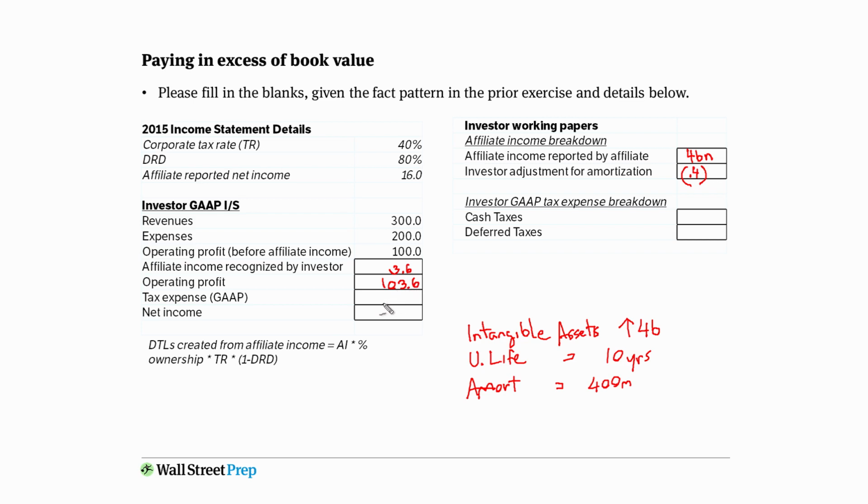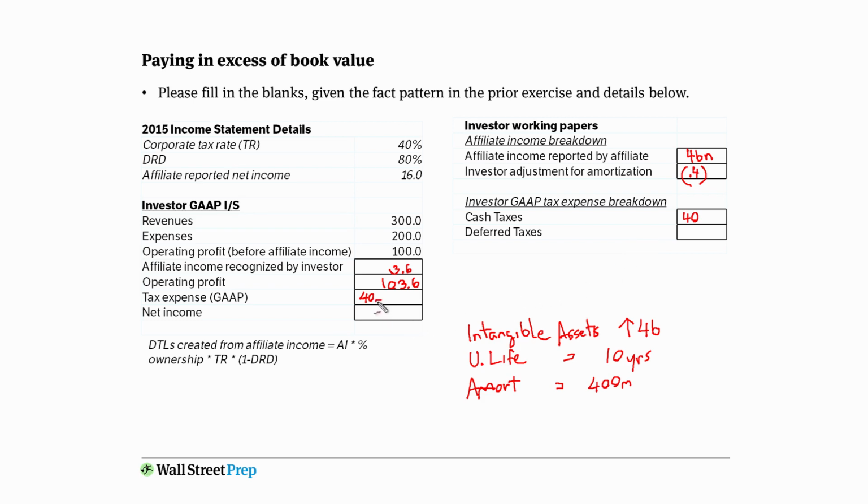The next question is, what do we do about tax expense? And this is actually very similar to what we have done in prior exercises. There's nothing really going on here that we haven't already covered, which is operating profit before affiliate income at a 40% tax rate is simply going to yield a tax expense of 40. And let's assume these are all cash revenues and cash expenses, meaning that cash taxes associated with the investor itself, before the affiliate income, is going to be 40.